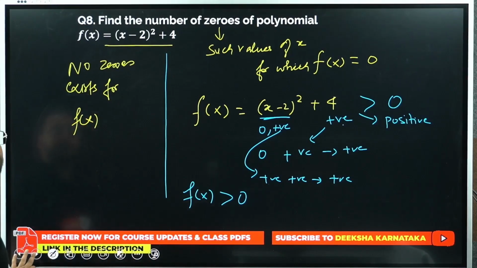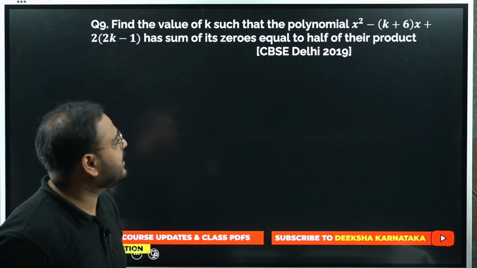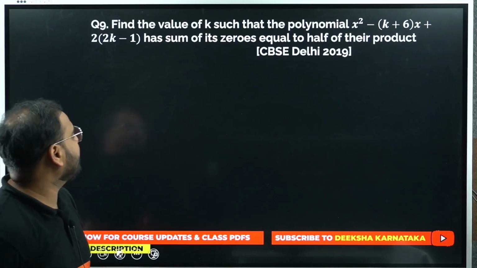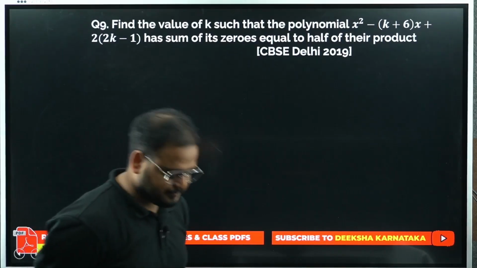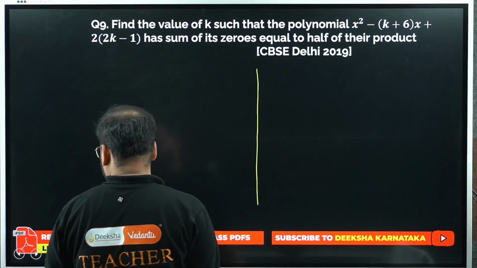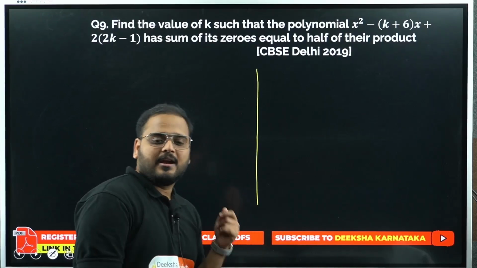Okay, let's go. Last question of the day, I think. Find the value of k such that the polynomial x square minus (k plus 6)x plus 2 times (2k minus 1) has sum of its zeros equal to half of their product. Okay, great question. I know you must have solved this question. You must have doubt also. Some will have doubt, some will know it. Okay, let me just solve it quickly.